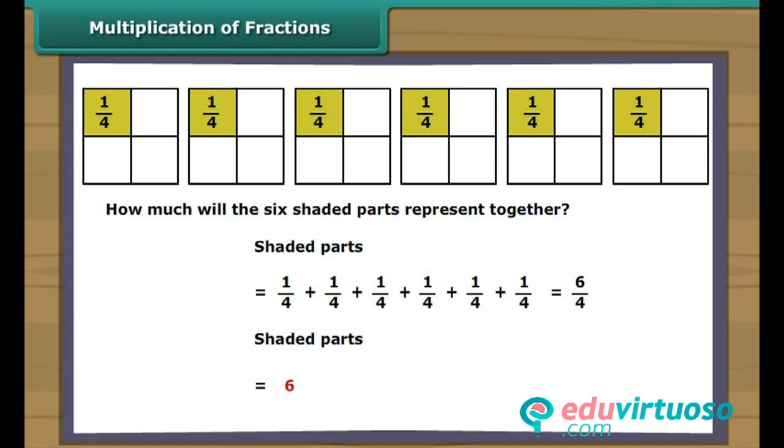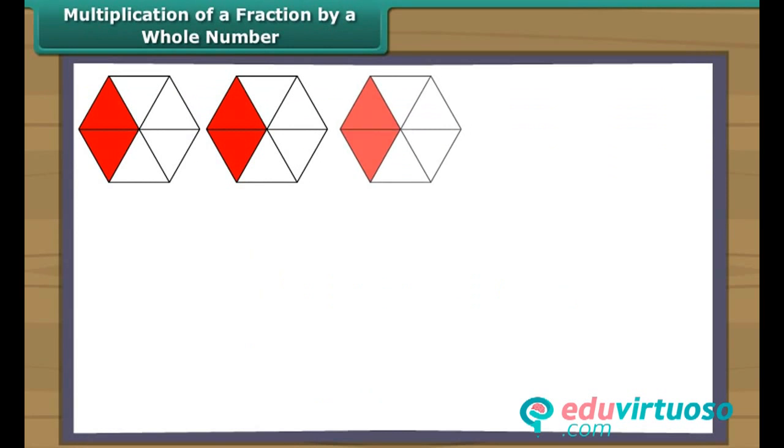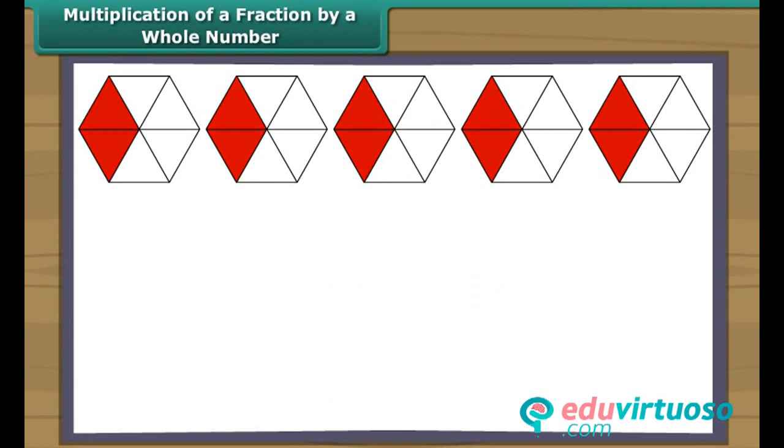This can also be solved by multiplying the numbers of shaded parts with each shaded part. Let us discuss the multiplication of fractions with the help of few examples. Multiplication of a fraction by a whole number. Look at these hexagons and find out the total red-colored part. 2/6 of each hexagon is red-colored. Thus, in total we have 10/6 part red-colored.